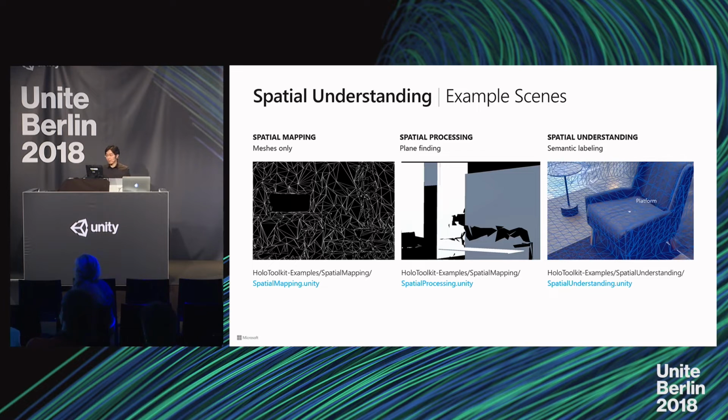If you want to get a cleaner surface, then you can use this spatial processing example. Basically plane finding. As you can see, you can find the examples in the MRTK. And the spatial understanding is the most sophisticated one. This example shows you how to scan a room and identify the surface type, such as floor, ceiling.